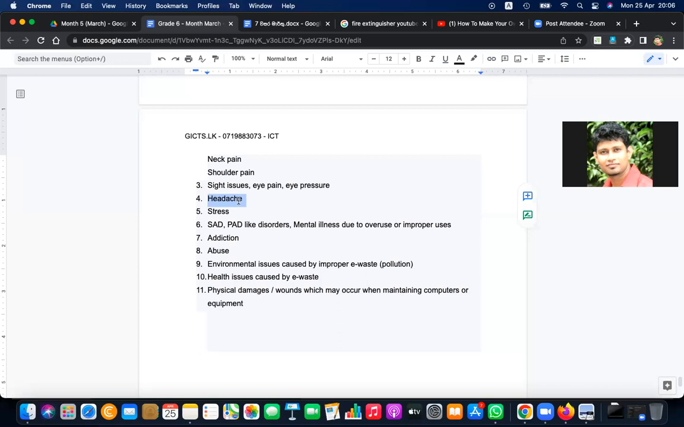So try to blink your eyes purposely. Purposely blinking the eyes means, normally when you're looking at the screen, you're not blinking your eyes. So that naturally happens.